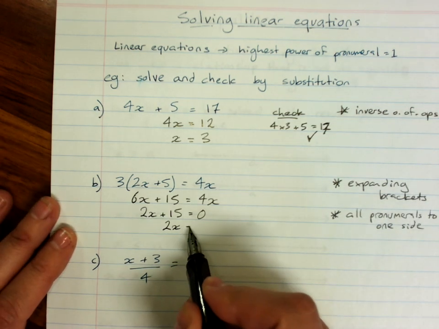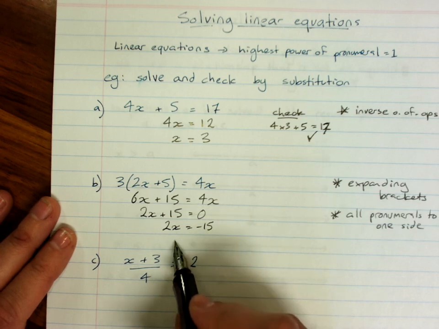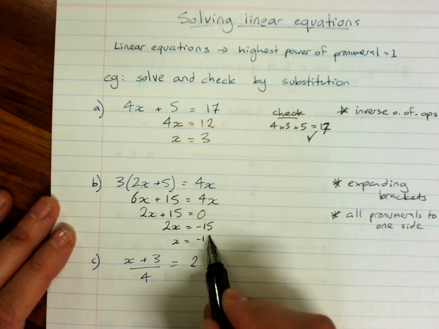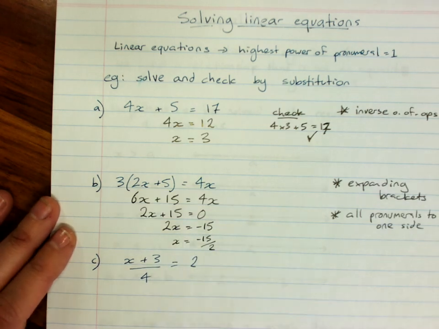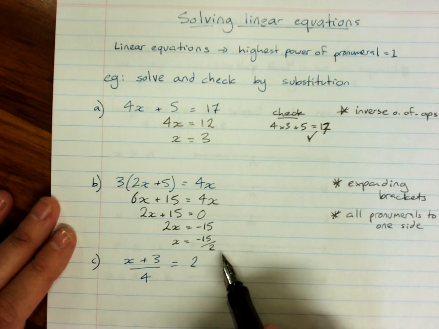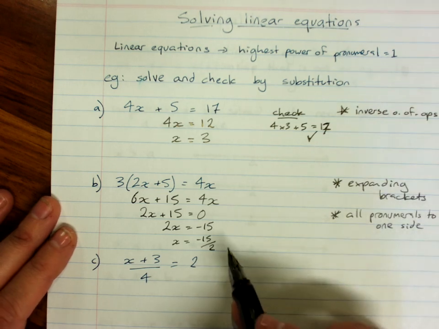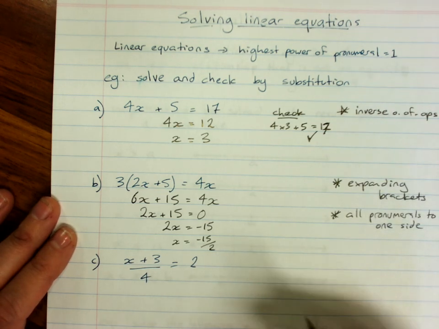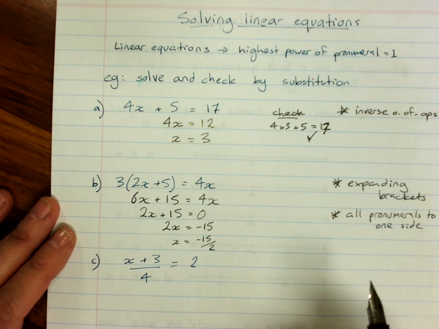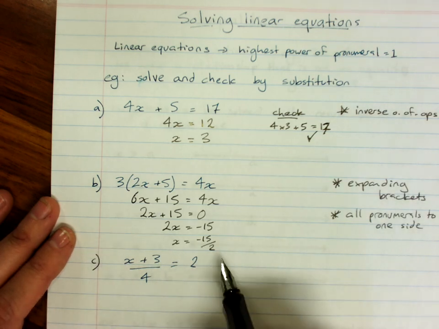So 2x equals negative 15. X equals negative 15 over 2. I would just leave this there. If you get a fraction answer, I would simply leave it as a fraction rather than taking that to x equals negative 7.5. It is a good idea to check.